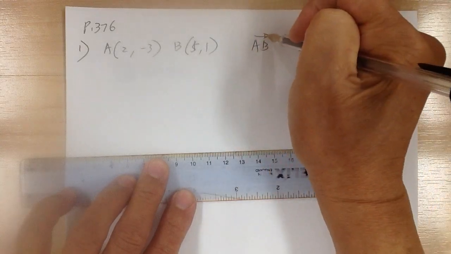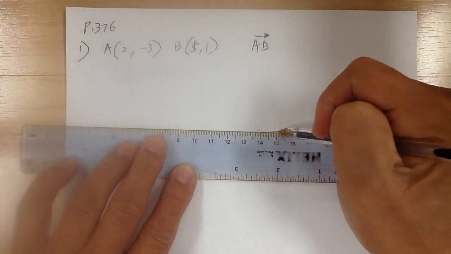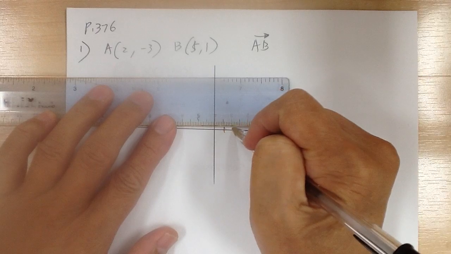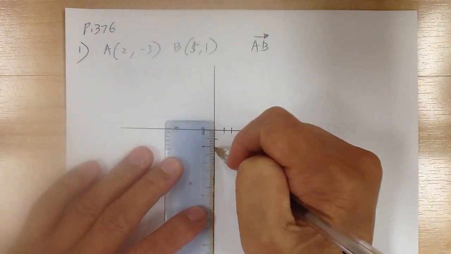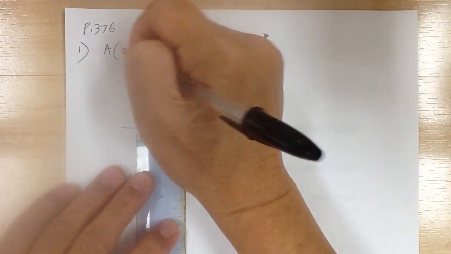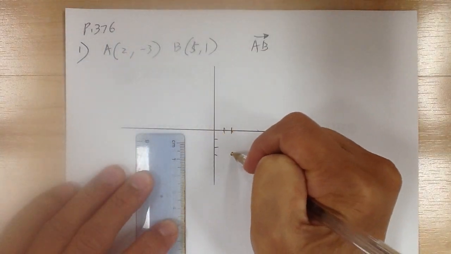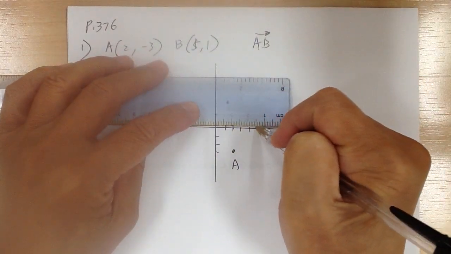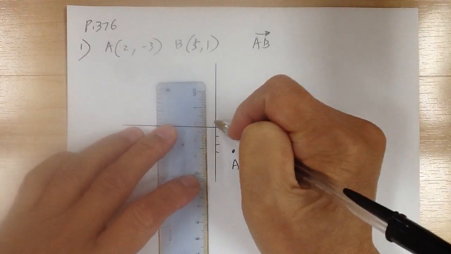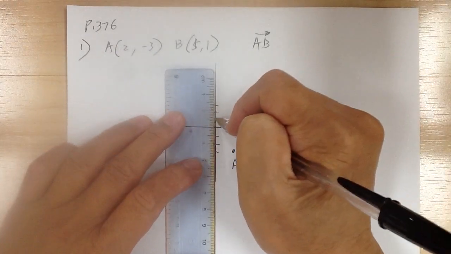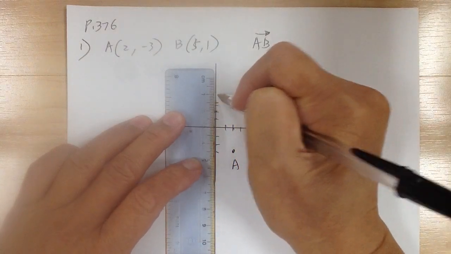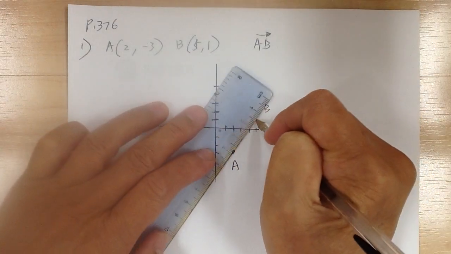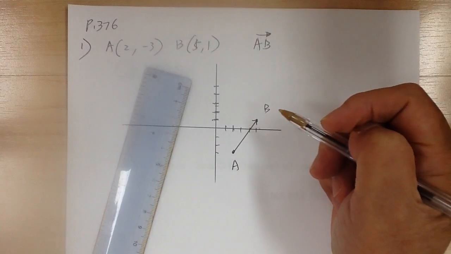So you have to watch for the direction, the arrow. You go from A to B. Okay, the point A is 2, -3, so it's over here, so that's point A. B is 5, 1. Okay, so here's point B, so that's your vector AB, okay?